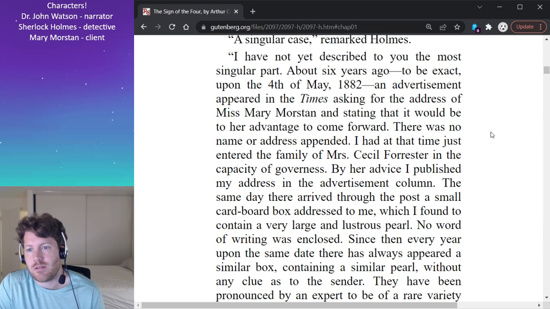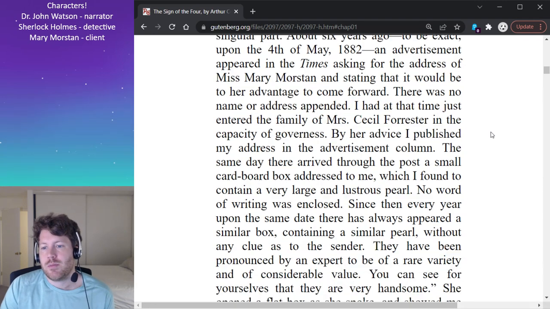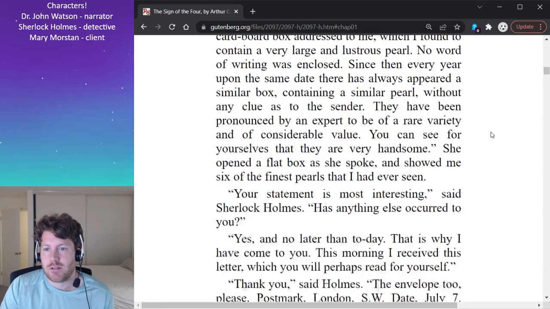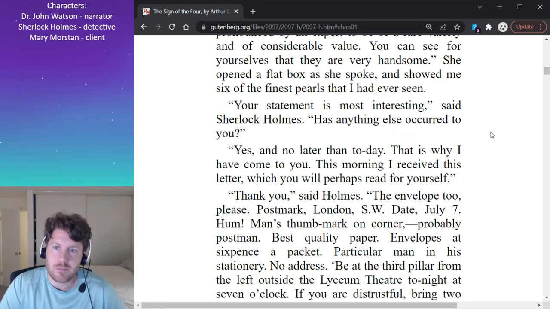The same day there arrived, through the post, a small cardboard box addressed to me, which I found to contain a very large and lustrous pearl. No word of writing was enclosed. Since then, every year upon the same date, there has always appeared a similar box containing a similar pearl, without any clue as to the sender. They have been pronounced by an expert to be of a rare variety and of considerable value. You can see for yourselves that they are quite handsome." She opened a flat box as she spoke and showed me 6 of the finest pearls that I had ever seen. "Your statement is most interesting," said Sherlock Holmes.